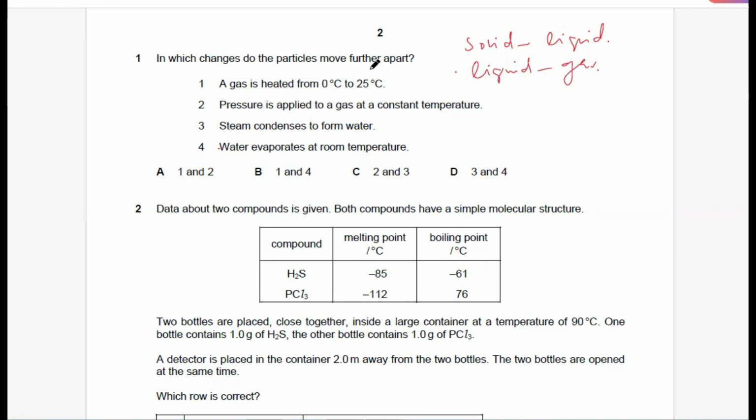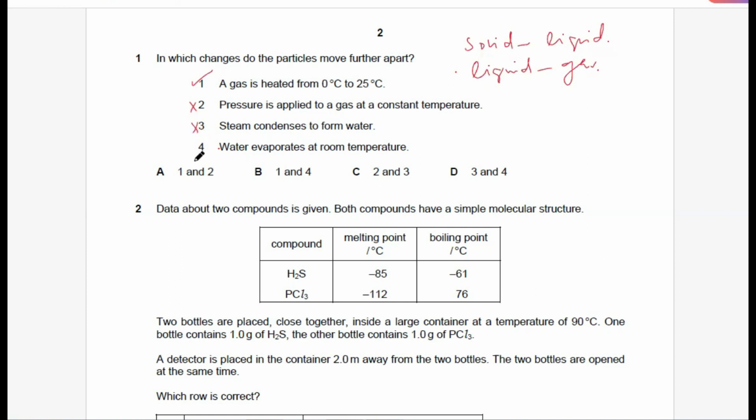A gas is heated from 0 to 25 degrees Celsius. So obviously when gas is heated, the molecules will go away from each other. So first one could be right. Pressure is applied to a gas at a constant temperature. When we apply the pressure, volume decreases. And when volume decreases, it means particles come closer together. So it cannot be. Steam condenses to form water. It's a conversion from gas to liquid, right? Then particles come closer, not this one.